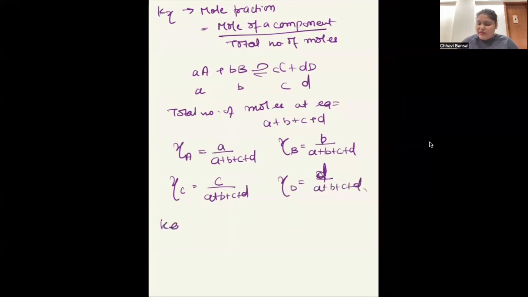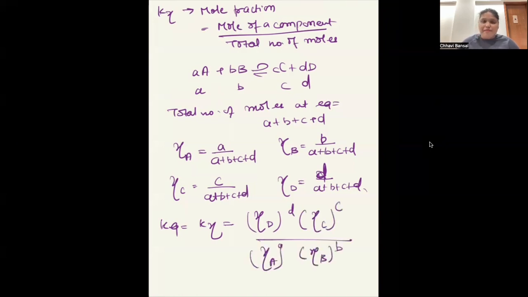At that point, if we express K equilibrium, which will be equal to K psi, it will be equal to the mole fraction of C raised to power c, mole fraction of D raised to power d, divided by mole fraction of A raised to power a and mole fraction of B raised to power b. Clear? Any doubt? Fine. So these are the three types of equilibrium constants. This was case I, and now we are going to talk about how we can find a relationship between Kc, Kp, and K psi.